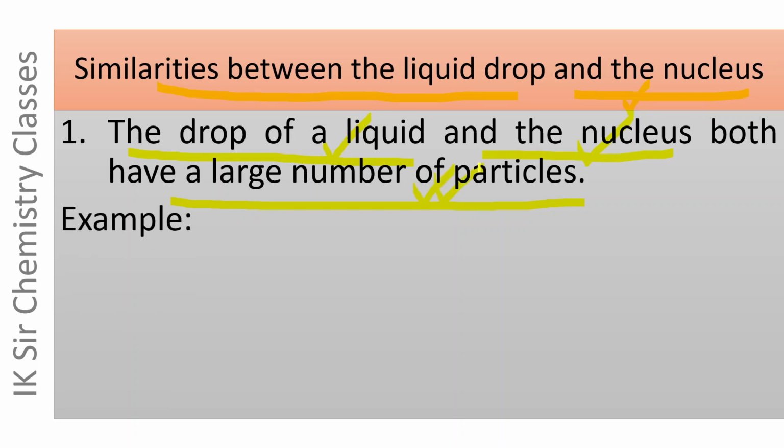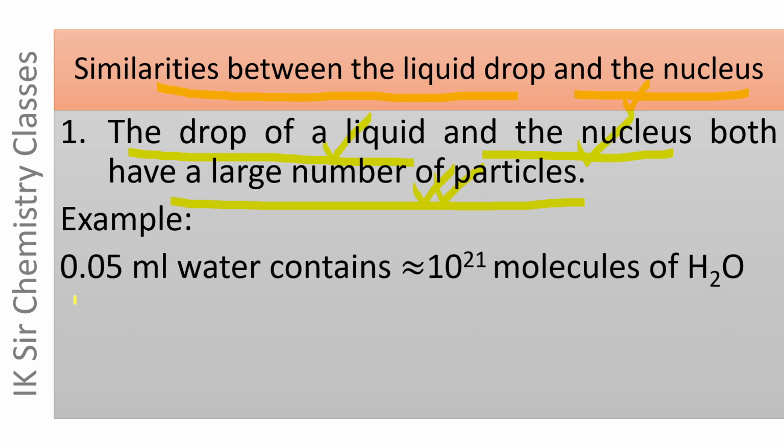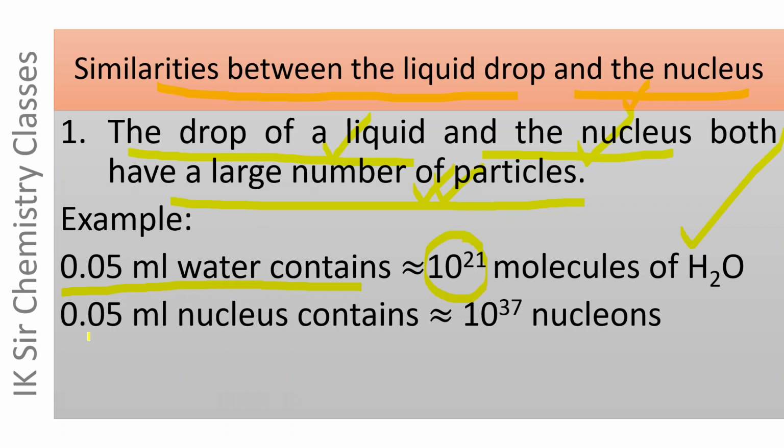For example, 0.05 ml water contains about 10 to the power 21 molecules of H2O. Similarly, 0.05 ml nucleus contains even more number of nucleons, 10 to the power 37 nucleons. This number is very high.